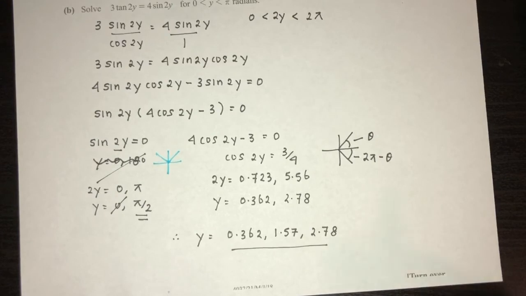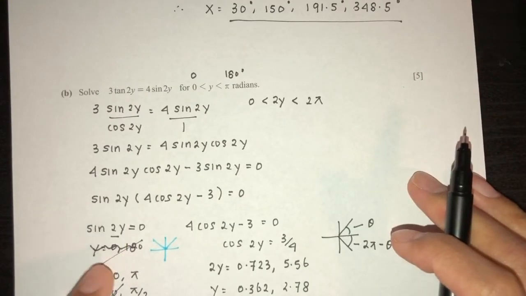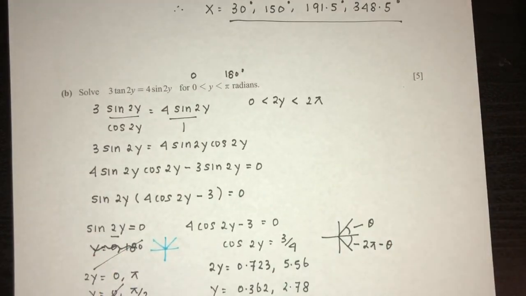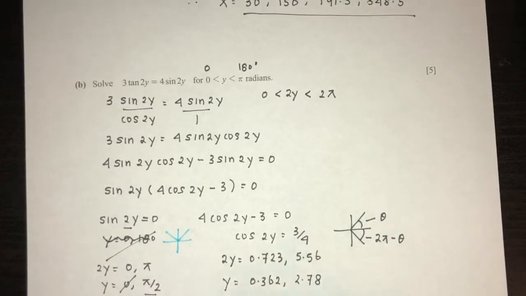As you can see, you have to be careful. You cannot just divide by this. You have to also try it out and see what are the answers, and if they are inside the domain, then you take it. If it is outside, then you can just remove it. So always step by step, okay? Now this is question B.